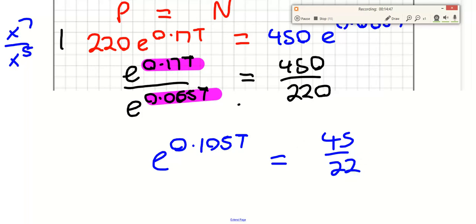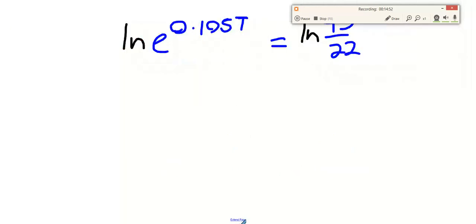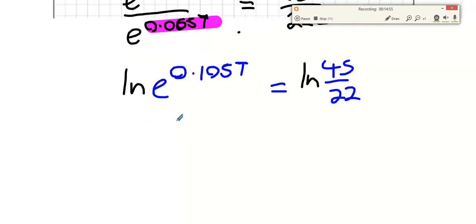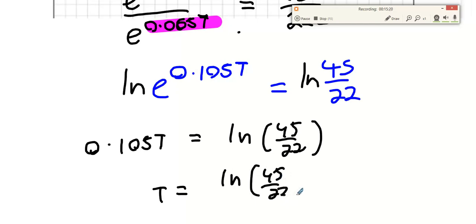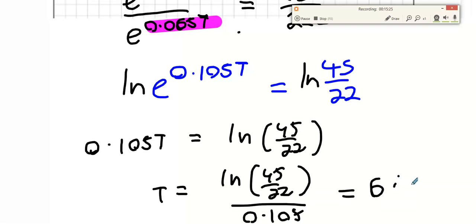Then what can I do now? ln. Pretty much after this question, you never need to do an ln question again. You've just used it so often, haven't you? What goes to the front? 0.105t. And what else? ln 45 over 22. And then what happens then? And what time do you reckon? 6.82. Cool with that?